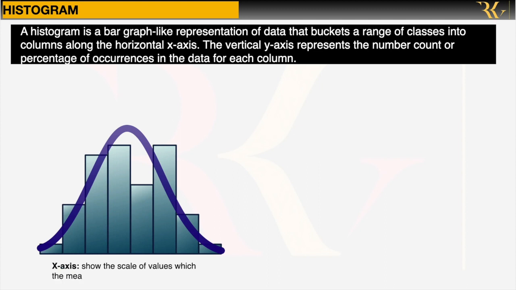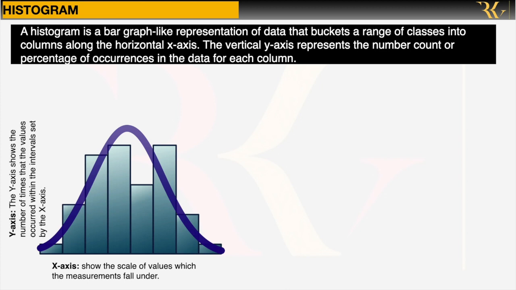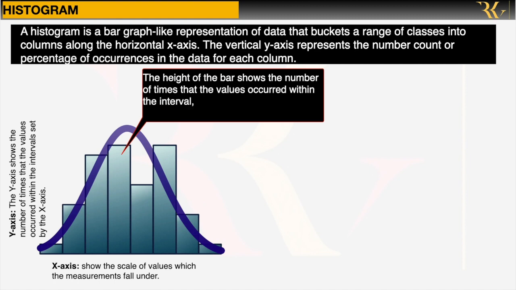Y-axis. The y-axis shows the number of times that the values occurred within the intervals set by the x-axis. The x-axis shows the scale of values which the measurements fall under. Positively and negatively skewed distribution.